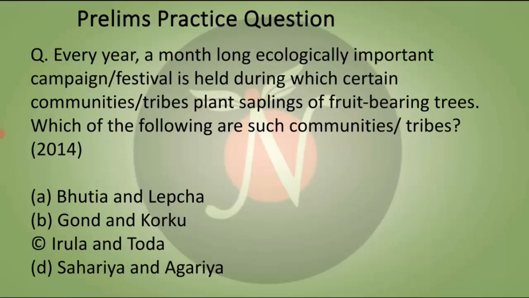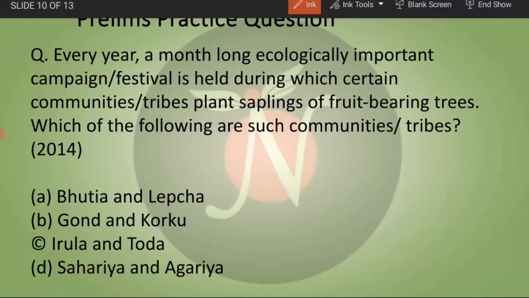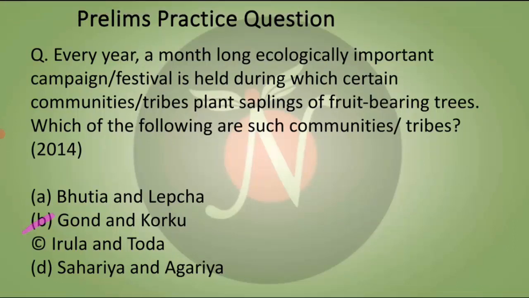Now we will come to our today's prelims practice series. We will be discussing previous year questions. Try to answer it. Every year a month-long ecologically important campaign or festival is held during which certain communities or tribes plant saplings of fruit-bearing trees. Which of the following are such communities or tribes? Try to pause the video and answer it. The answer to this question is B, which is the Gond and Korku.